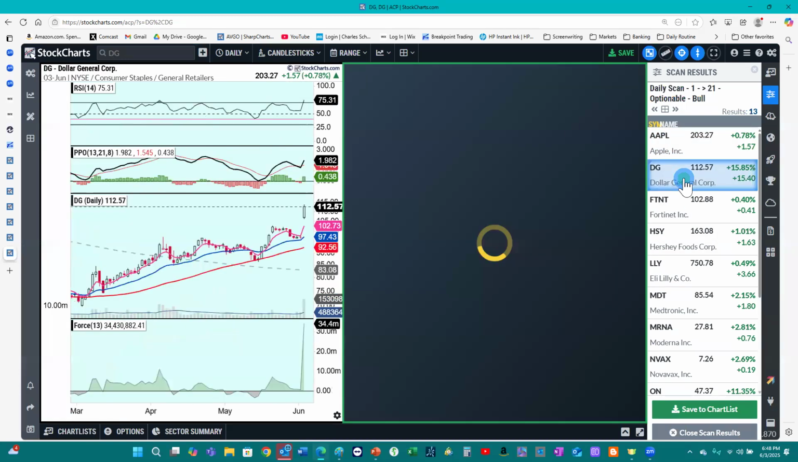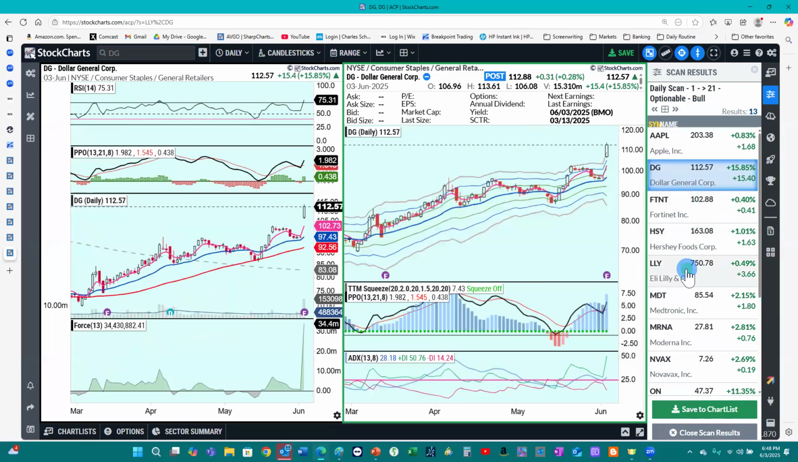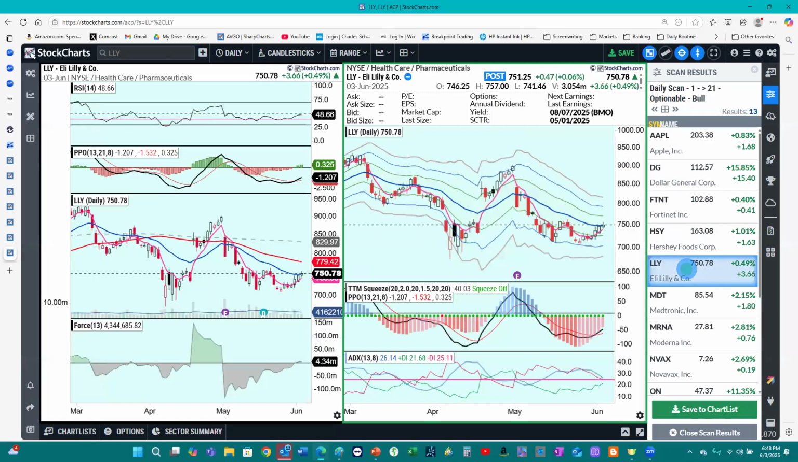There's Dollar General. We talked about that before. Eli Lilly pulled back. It went above the 21, but pulled back. So it looks like it wants to make a run right here. Just a little indecision. So I would probably wait one more day for confirmation on that one. You always want to look at the earnings. Next earnings is in August.